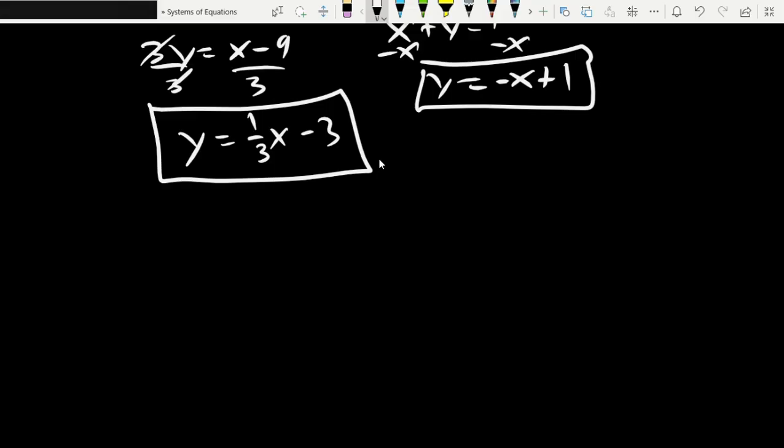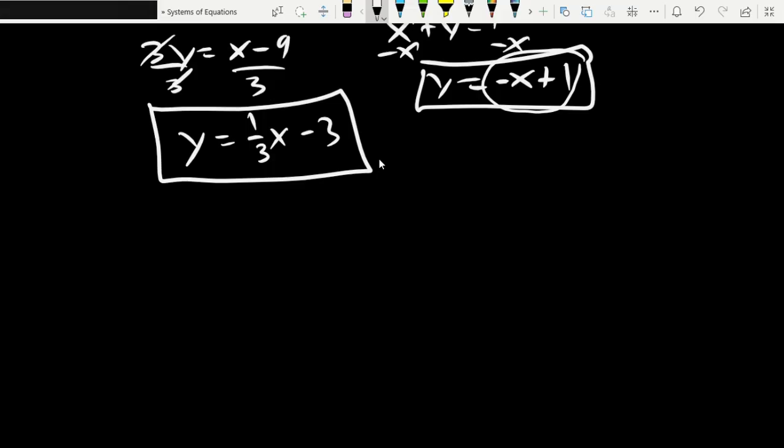This equation has y equals 1/3 x minus 3, and this equation is y equals negative x plus 1. So what do you notice about these two equations, guys? They both have a y equals, right? So this just means that we're taking the negative x plus 1 and substituting it in for y, or vice versa, you could do the same thing. We're just setting them equal to each other. That's all we need to do.